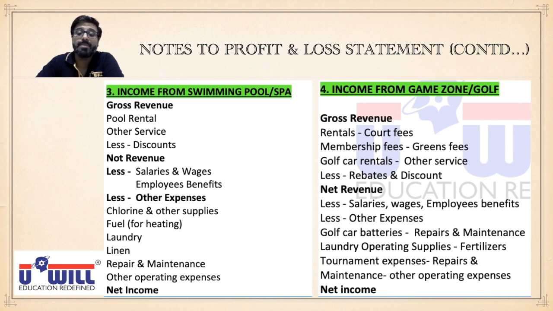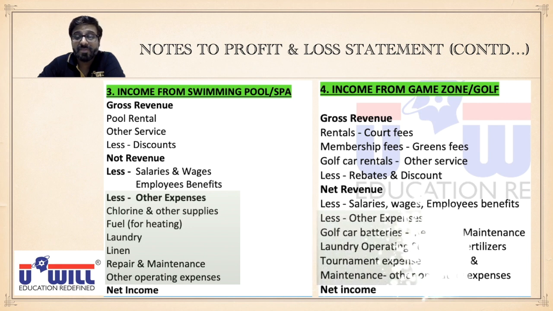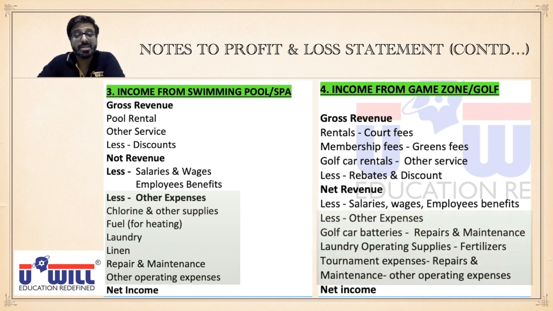Same way, income from game zone or golf. Gross revenue, rental or court fees, membership fees, green fees, golf car rentals and other services, less rebates and discount. Net revenue we will directly write in the column of sales. Less salaries and wages and other employees benefits will be written in the employees benefit column. And for other expenses: golf car batteries, repairs and maintenance, laundry, operating expenses, fertilizers, tournament expense, and other operating expenses we will make a separate note. So keep it in mind, note will be made only for other expenses, even for game zone and golf.